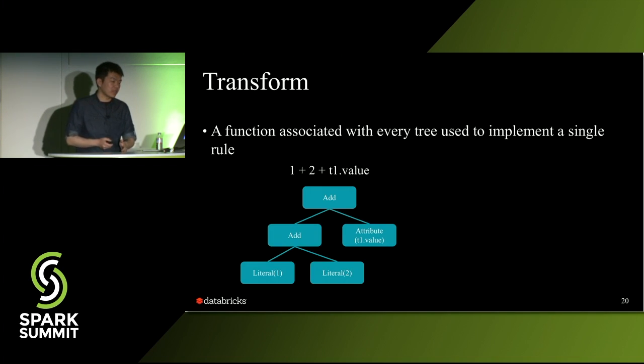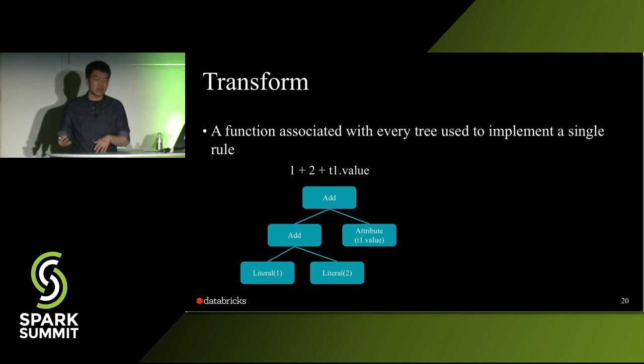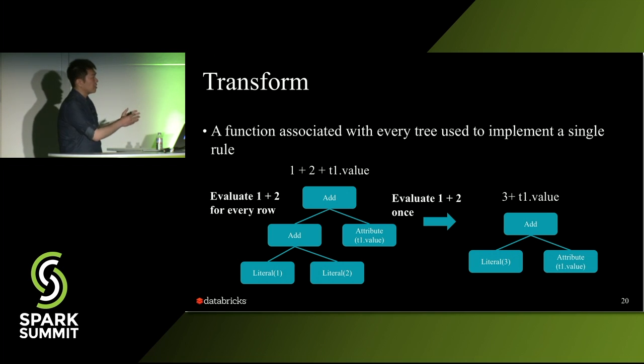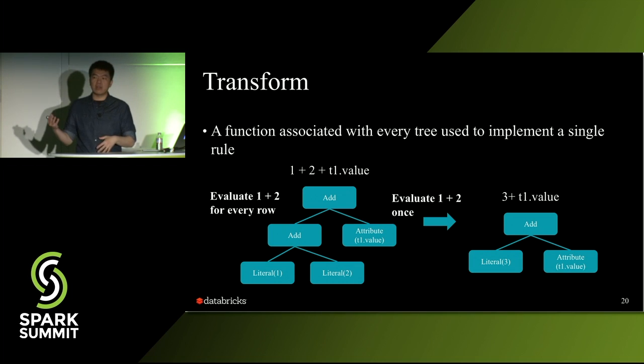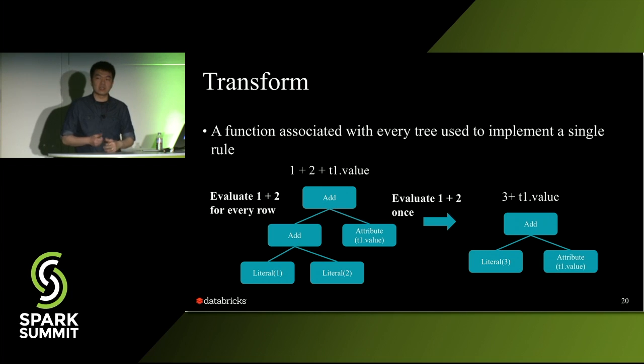So for example, here we have an expression tree, which represents 1 plus 2 plus t1.value. And by applying a transformation, we can evaluate 1 plus 2 and convert this tree to another tree, which is just 3 plus t1.value. And these two trees are equivalent because they produce the same result. For this specific example, we call it constant folding in Spark's optimizer.